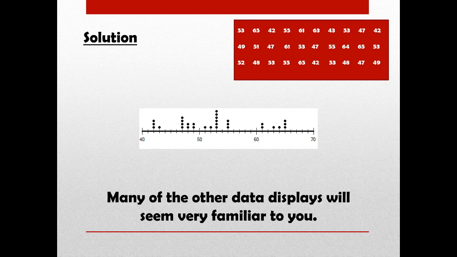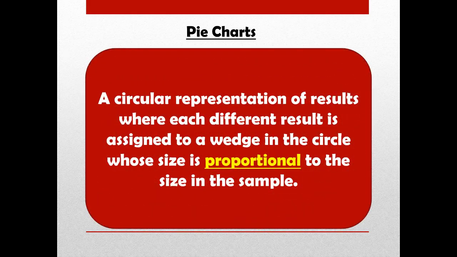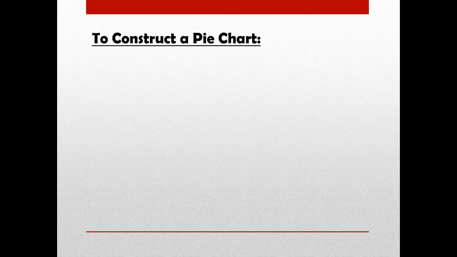So now we're going to see a bunch of other displays that might seem familiar to you. We'll start with a pie chart. A pie chart is a circular representation of results where each different result is assigned to a wedge in the circle whose size is proportional to the size in the sample. There are some rules to construct a pie chart.